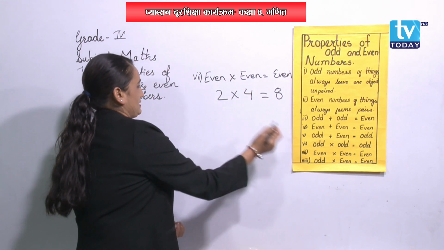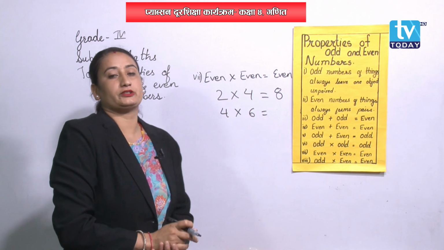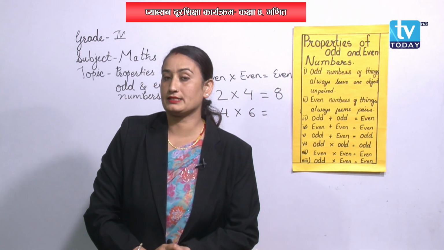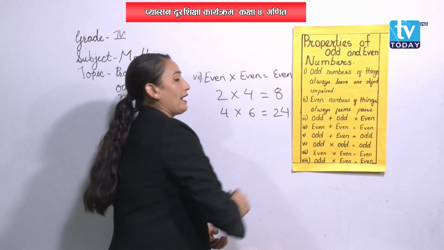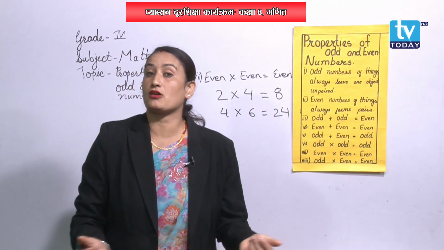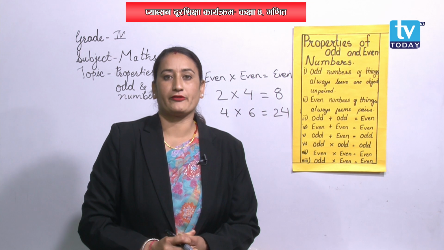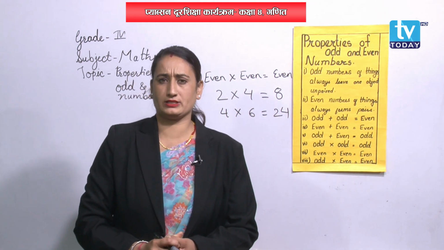Now next is 4 into 6. 4 times 6 is 24, right? And tell me, students, is 24 an odd number or an even number? It's obviously an even number, right? Okay, so that means you can check with the next questions.